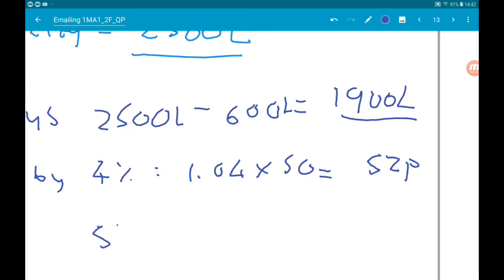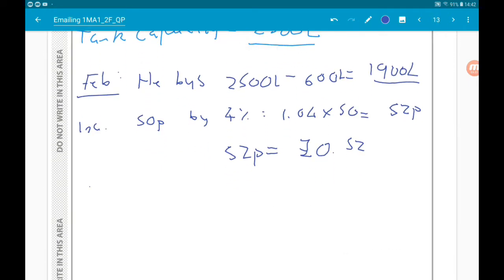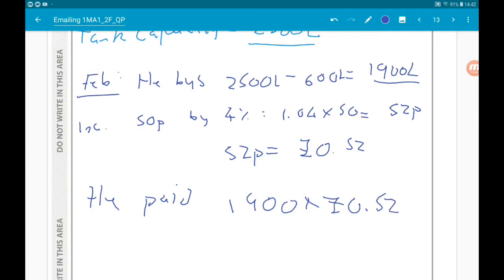Now 52p is 0.52 pounds. So he paid £1,900 times 52p, 0.52 pounds. So that is going to give us £988. Cool.